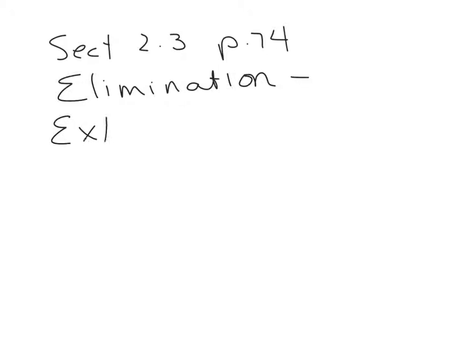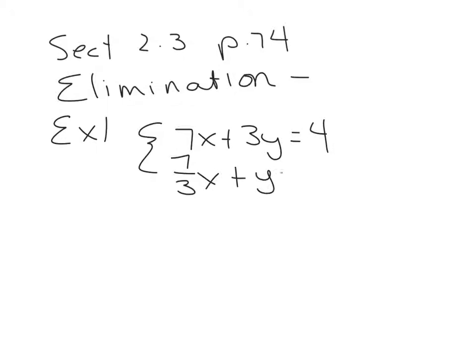So example 1 says solve the system using elimination. So 7x plus 3y equals 4. 7/3 x plus y equals negative 5. Now, if we're using elimination, which we are because the directions say to use elimination, the first thing we have to recognize is we don't want our equations in y equals mx plus b. Instead, this time we want them in standard form.